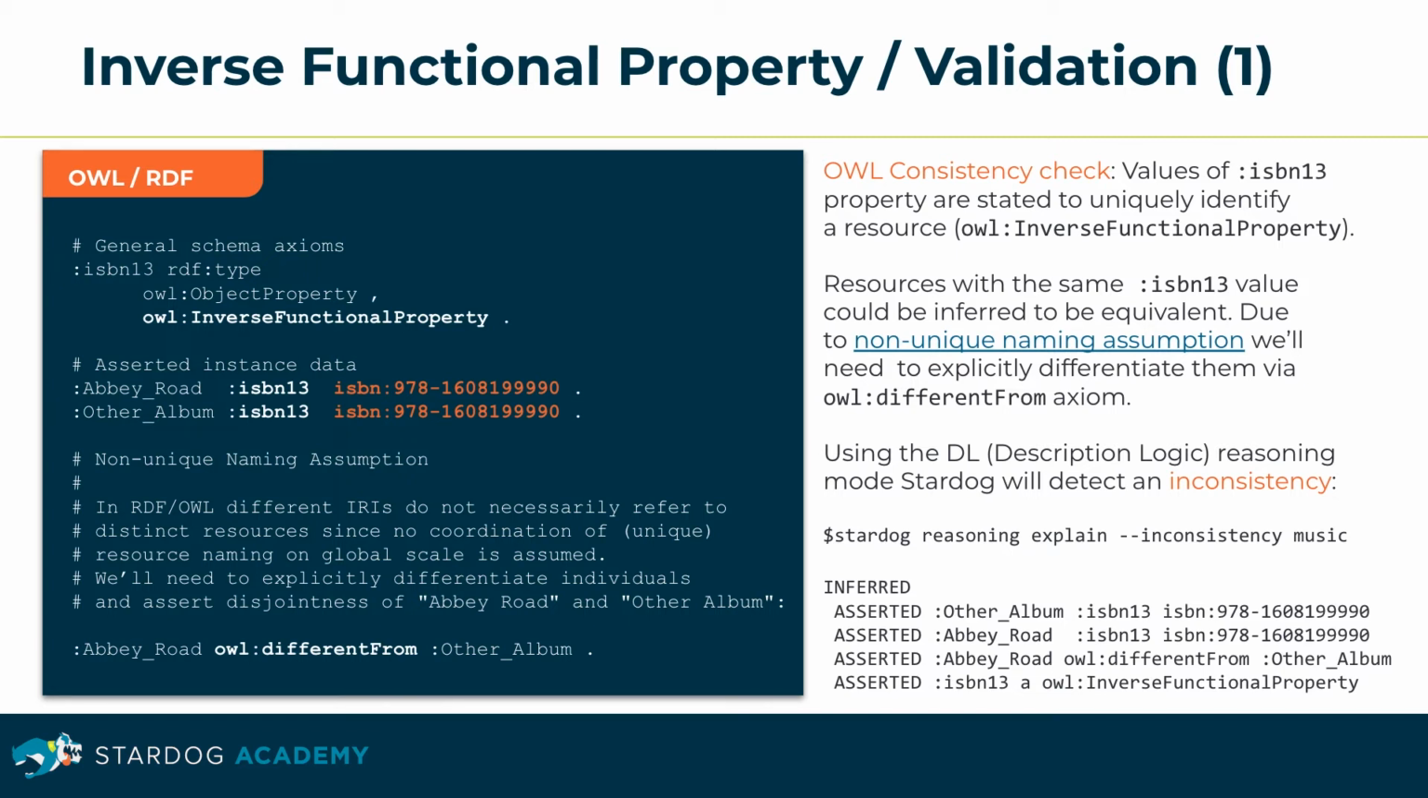Due to the non-unique naming assumption in OWL, different IRIs do not necessarily refer to distinct resources, so we'll need to explicitly state that the album Abbey Road is different from the other album. Using the expressive description logic reasoning mode, Stardog will detect an inconsistency by executing the reasoning explain command, since two distinct resources may not share the same unique identifier.